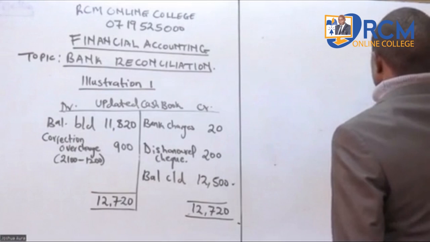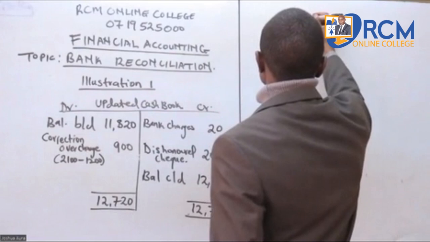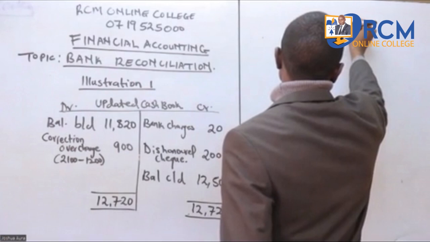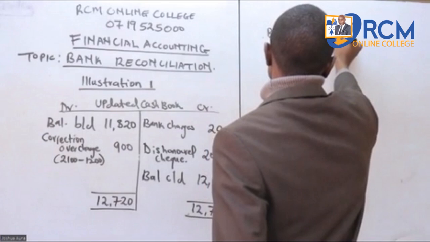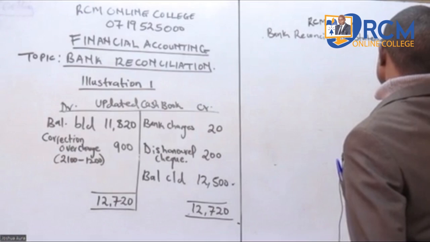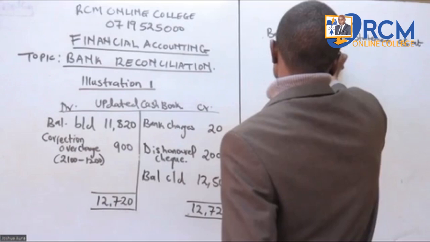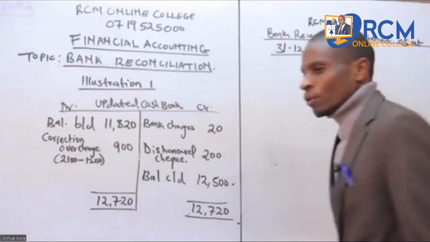So let's prepare our bank reconciliation statement. This is a statement of RCM Courage. Bank reconciliation statement as at 31st December 2017. So that is our heading.